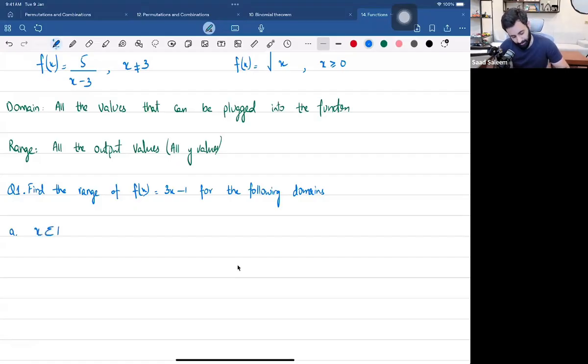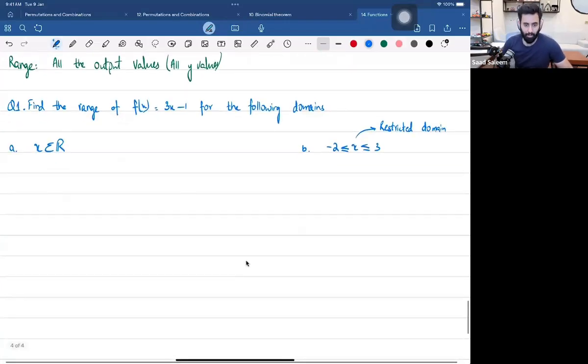So in the first part, this is what the domain is, that x belongs to the set of all real values. And then in part B, the domain is that x is greater than or equal to -2, lesser than or equal to 3. So this is what I was talking about when I said that sometimes we'll have a certain restriction on the domain. So this can be termed as a restricted domain. That means you can only plug in a certain range of values of x.